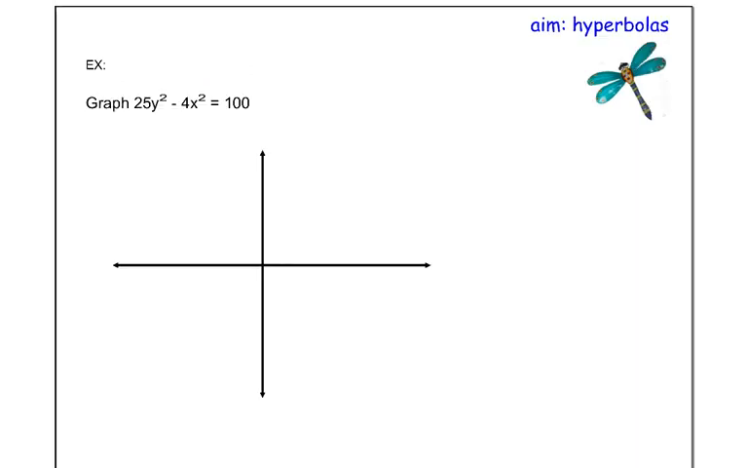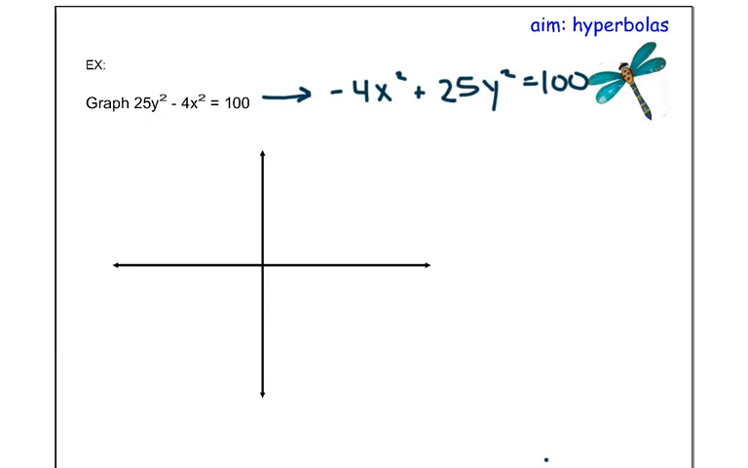Okay, let's try another example. So 25y squared minus 4x squared equals 100. We have an x squared, we have a y squared, and we have a negative, so we know it's a hyperbola. Please note that the y squared is first here and the x squared is second. If you want to leave it like that, it's fine. If you're afraid that you might mess it up, it's not a bad idea to go ahead and rewrite it with the x squared first and the y squared second. But standard form, they're probably going to put the negative in the middle.